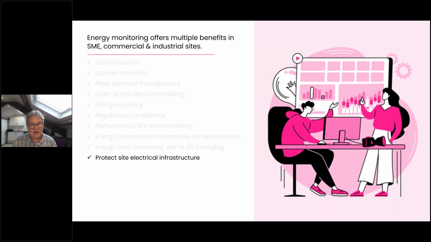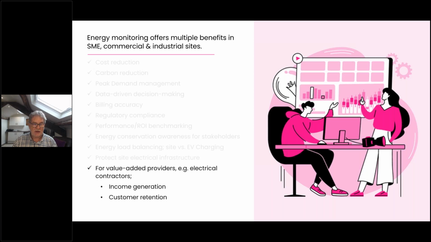You don't want to trip the site out, and monitoring will help you prevent that. For those of you out there that are value-added providers, such as contractors, consultants, or other people in the value-added supply chain, monitoring will help benefit in terms of income and profit generation and customer retention. And we at Fuuse, our ideal route to market is we provide technology through our value-added party. So electrical, we work a lot with electrical contractors and consultants and energy brokers.